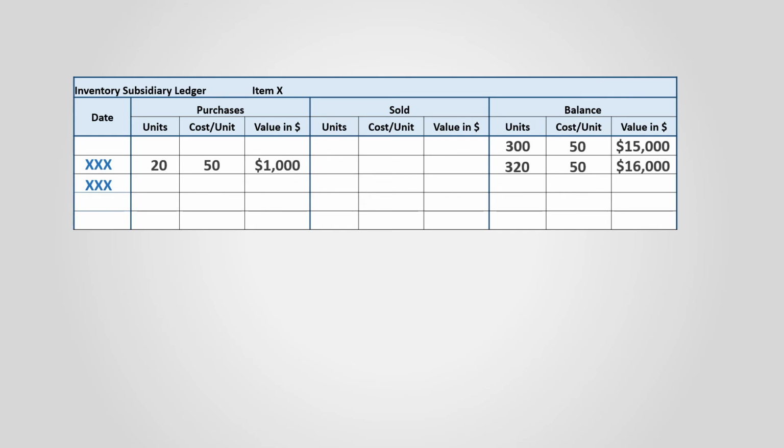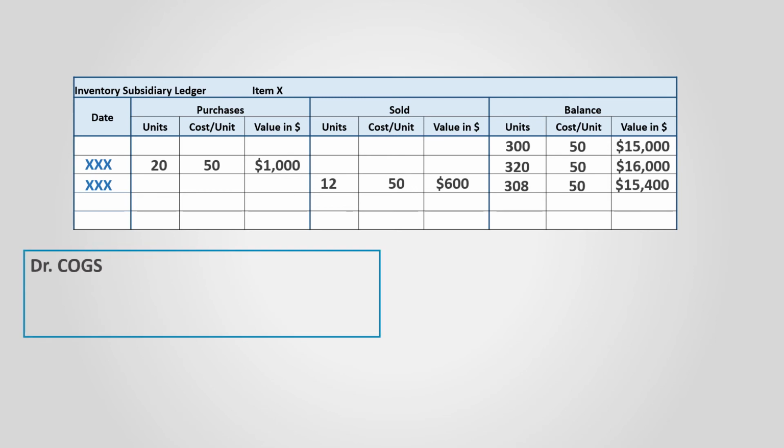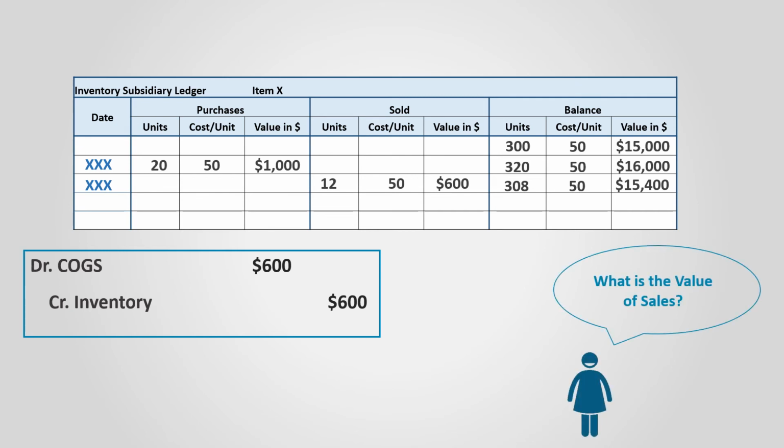As the business is using the perpetual inventory system, the inventory subsidiary ledger of product X is updated by recognizing the number of units sold and updating the balance. The cost of goods sold as an expense is debited by $600 and inventory is reduced by crediting it by the same amount. But what about the sales?